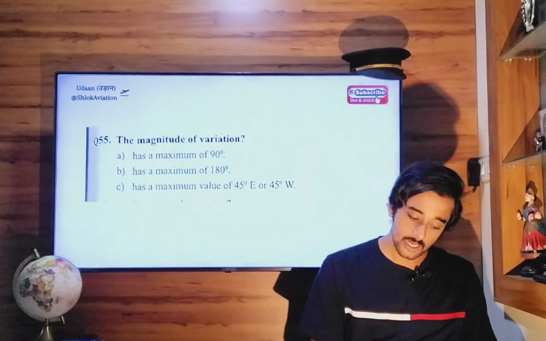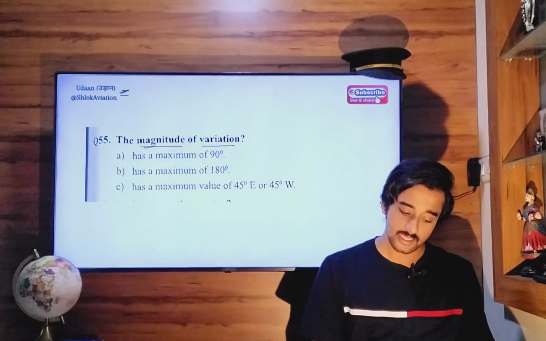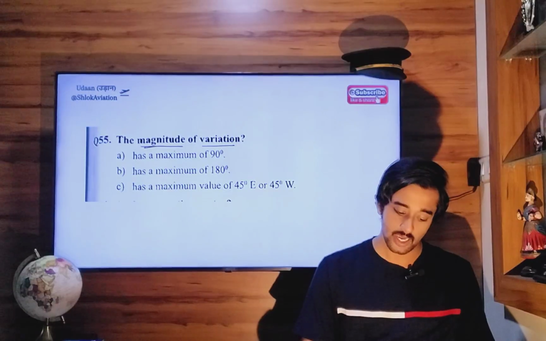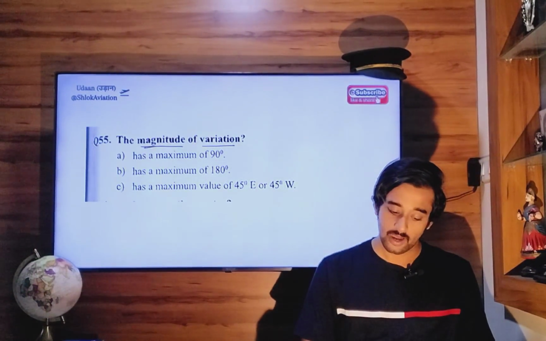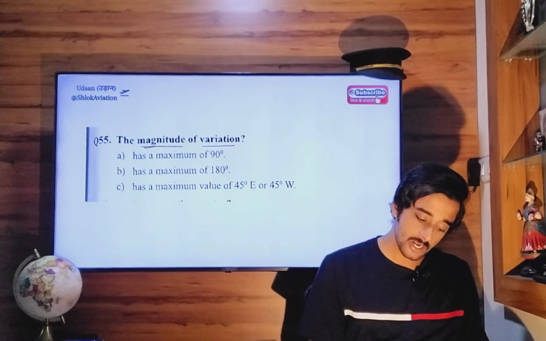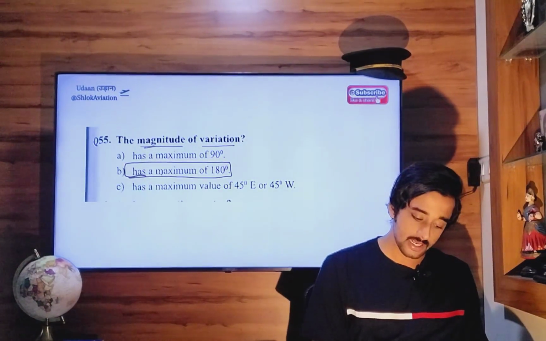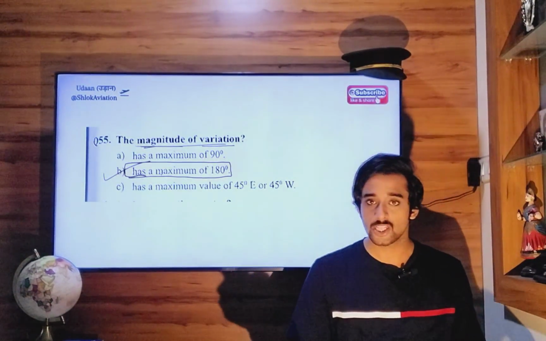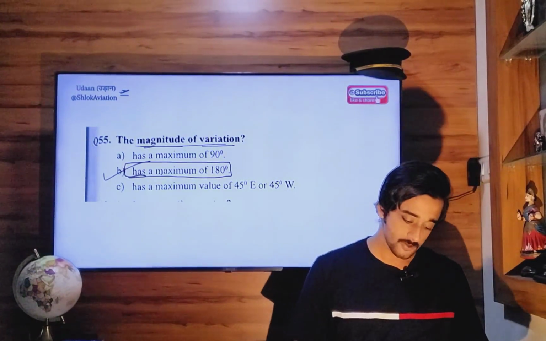The magnitude, meaning value, measurement of variation has a maximum value of 90 degree, has a maximum value of 180 degree, has a maximum value of 45 degree east or 45 west. So it's a theoretical question. It's given in the Oxford textbook as well that the magnitude of variation will have a maximum value of 180. Remember this?